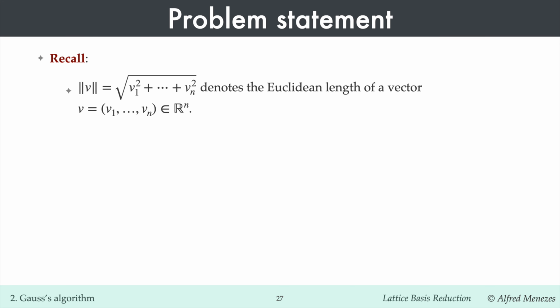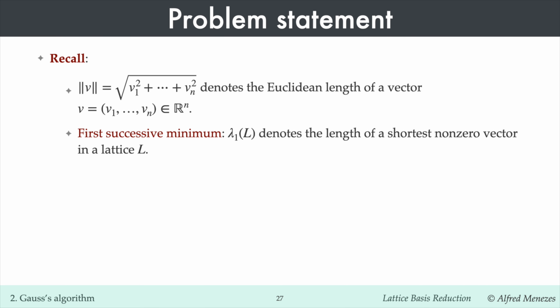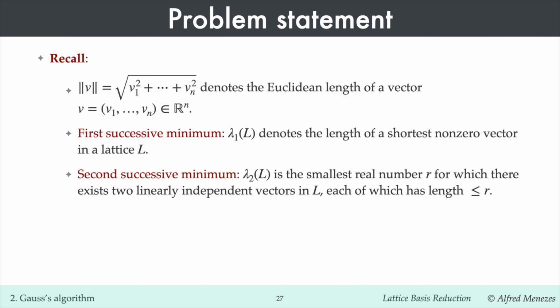The double vertical bars represent the Euclidean length of a vector in n-dimensional real space. Lambda 1 of L, the first successive minimum, is the length of a shortest non-zero vector in the lattice L. Lambda 2 of L, the second successive minimum, is the smallest r for which the lattice L contains two linearly independent vectors, each of which has length at most r.